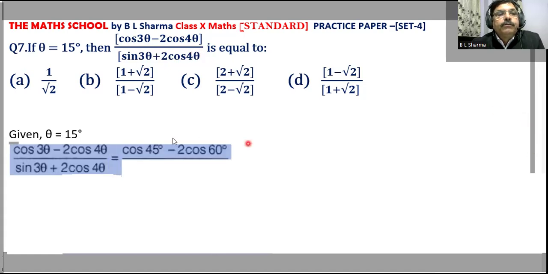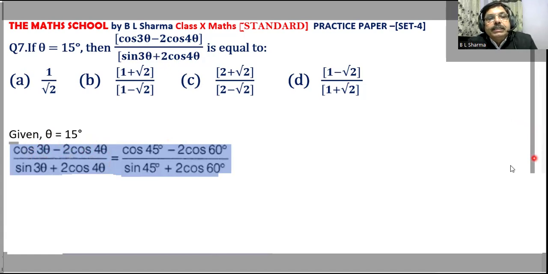So 15 into 3, that is 45. 15 into 4, that is 60. Similarly, we can write sine 45 and 2 cos 60 degrees. Now we know cos 45 is 1 upon root 2, cos 60 is 1 by 2, sine 45 is 1 upon root 2. Put the values and get the answer. So simple.